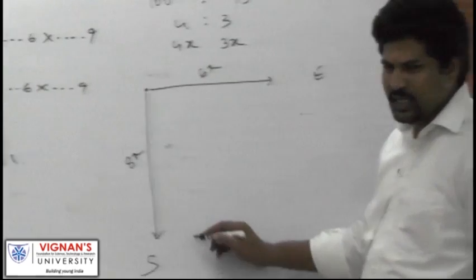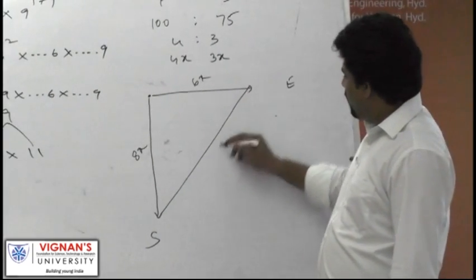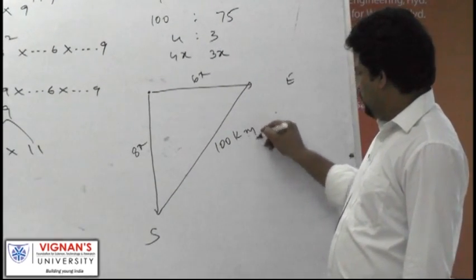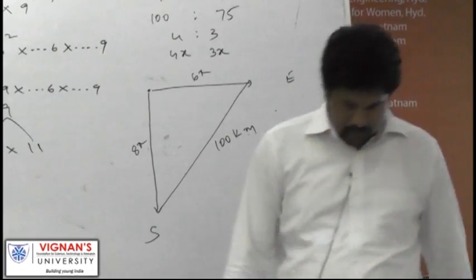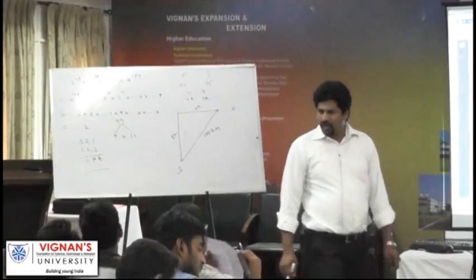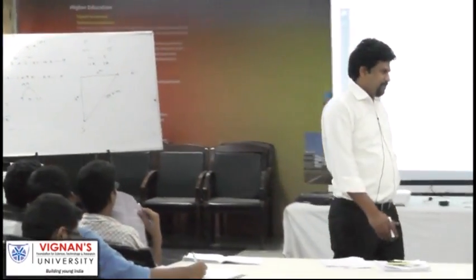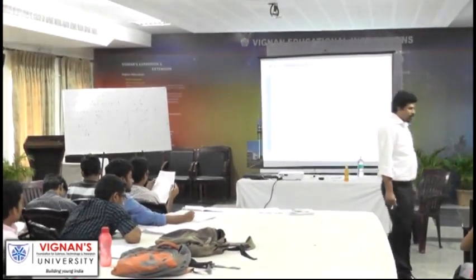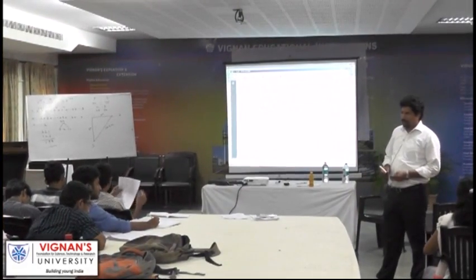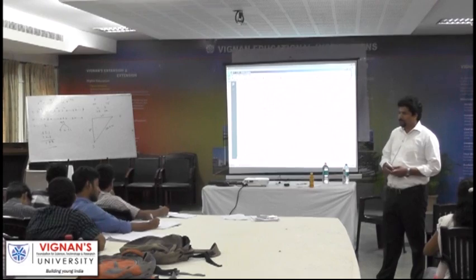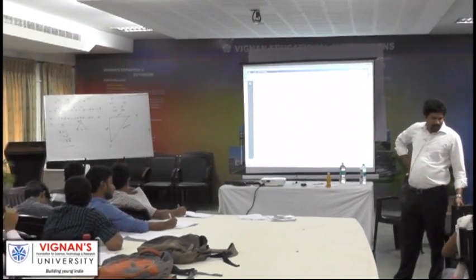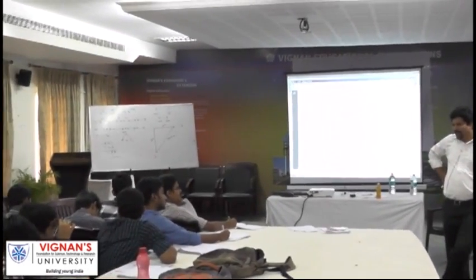After 2 hours, the distance between them turned out to be 100 kilometers. Now, can you find out what that x is? How? Applying Pythagoras.